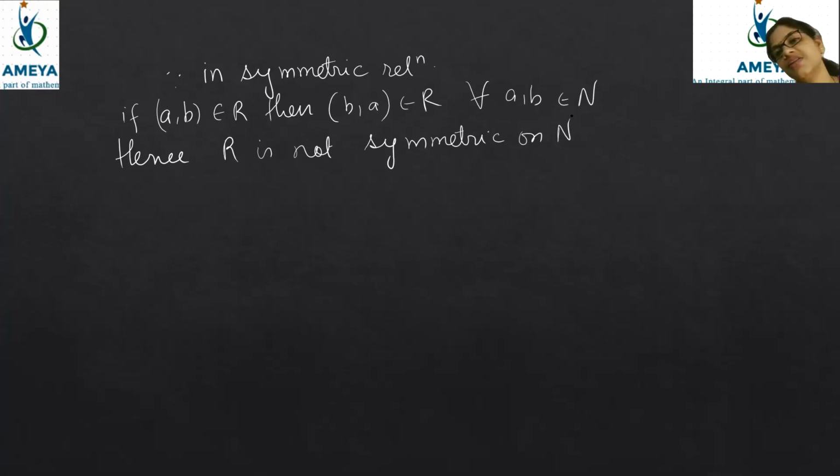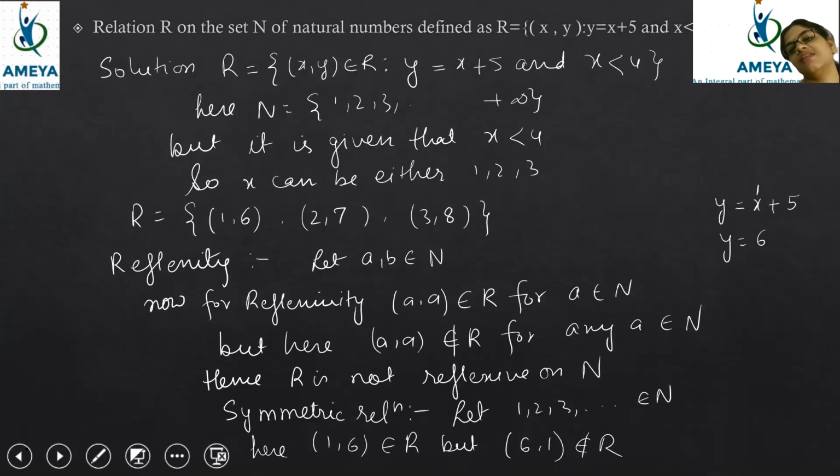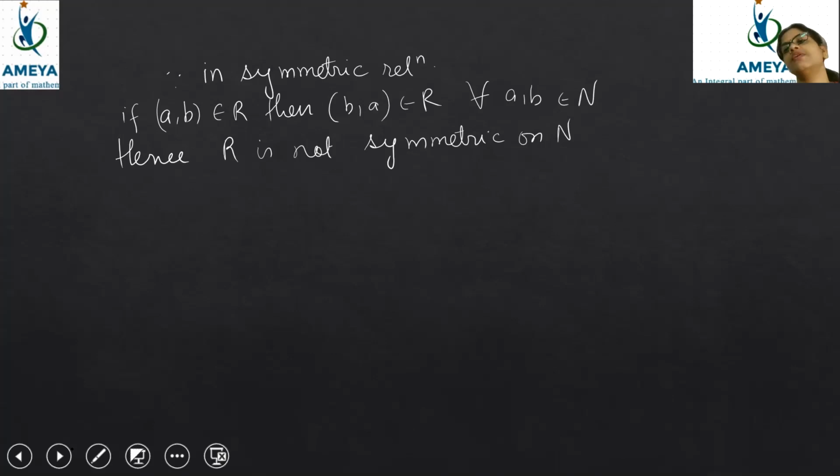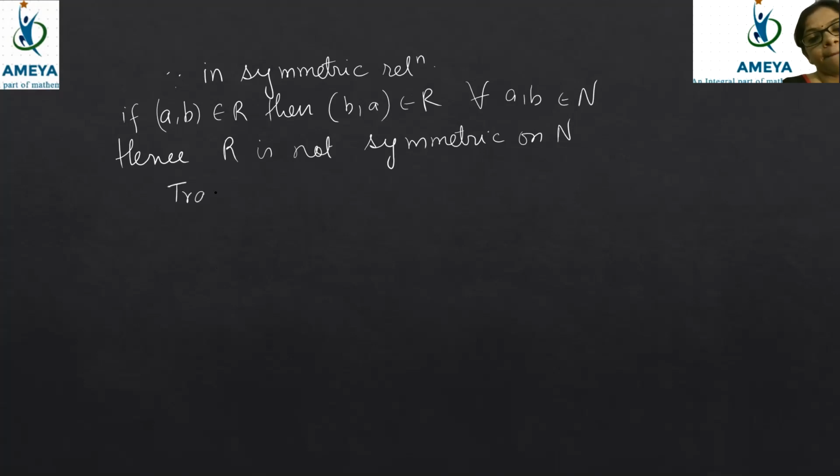Now let's check transitivity. Here transitivity will also not be satisfied. You see here (1, 6) is there, but with 6 no relation is present inside. Because of that it is not at all transitive. So for transitivity, whichever pair is present inside, like (1, 6), we will write a, b, c in general, where a, b, c belong to the set of natural numbers.